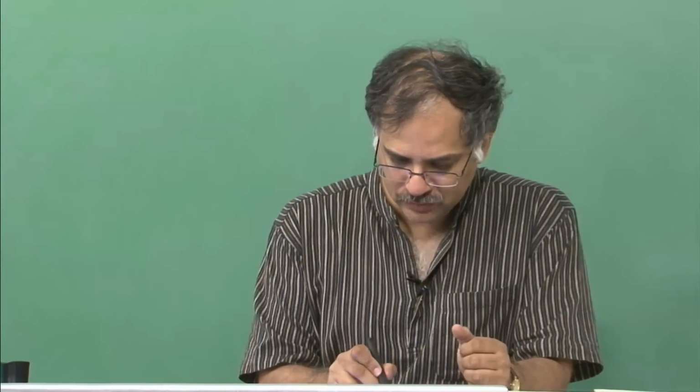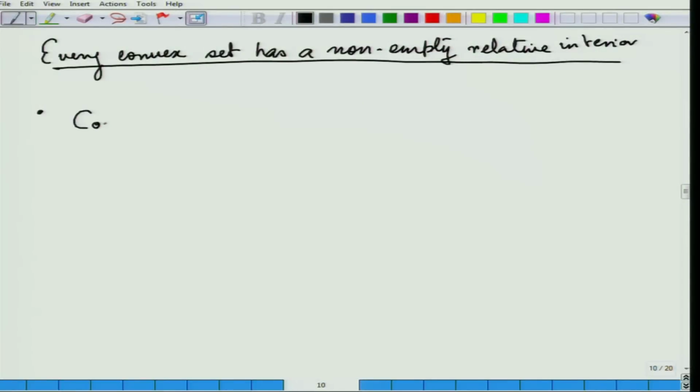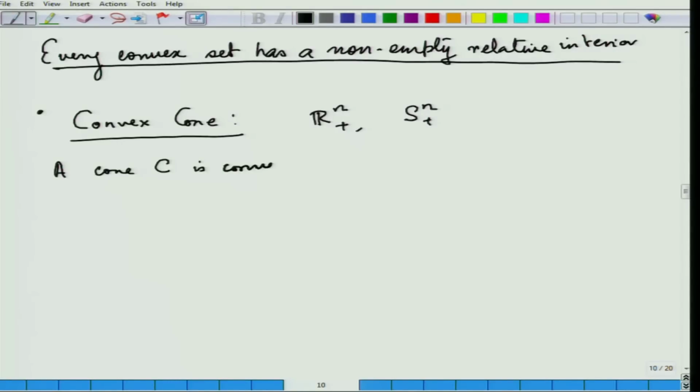Let me just tell you a fact about convex cones. How would you characterize a convex cone? Let us go back to this whole issue of cones. Two important convex cones that we have spoken about are Rn plus and Sn plus. Now, how do you characterize a convex cone? A cone C is convex if and only if, IFF, the short form of writing if and only if, for any x and y in C, x plus y is also in C.